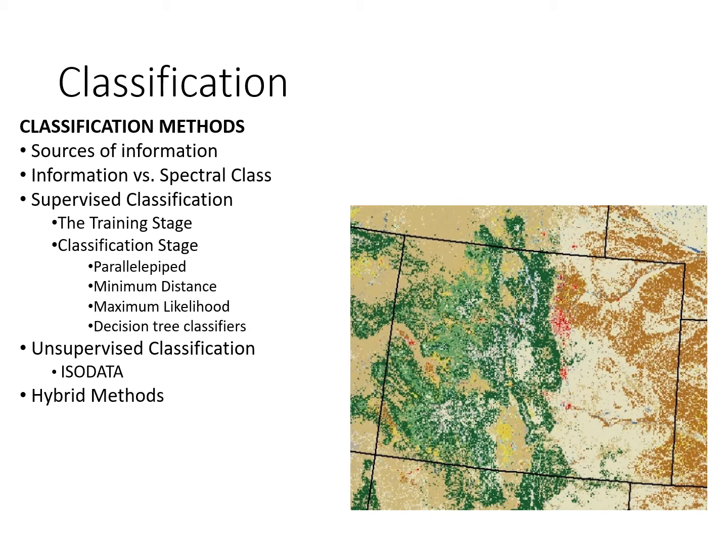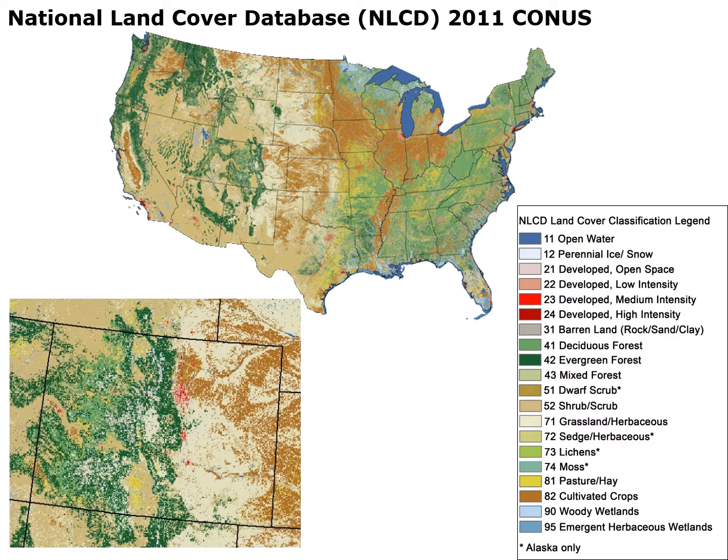In particular, we are now at the point where we can study classification. And classification is probably the most often used application of remote sensing. That is, we're taking the spectral information that's been recorded by a sensor and translating that information into thematic classes.